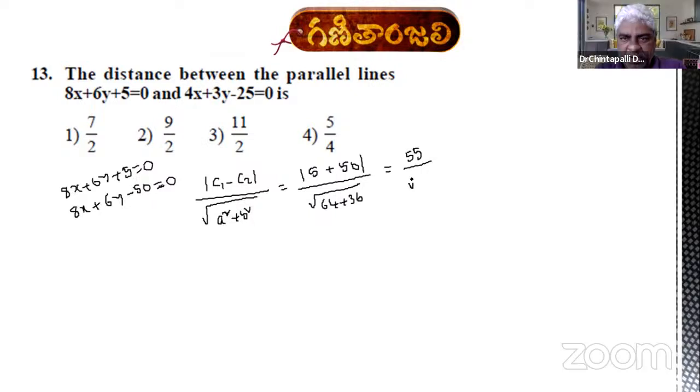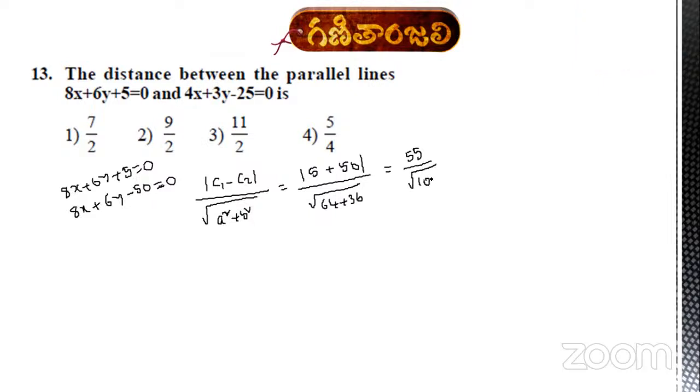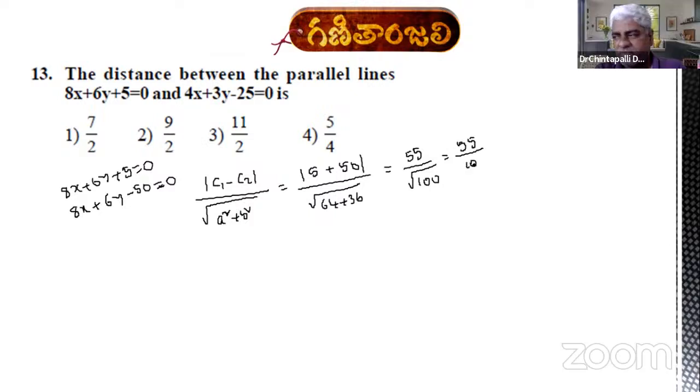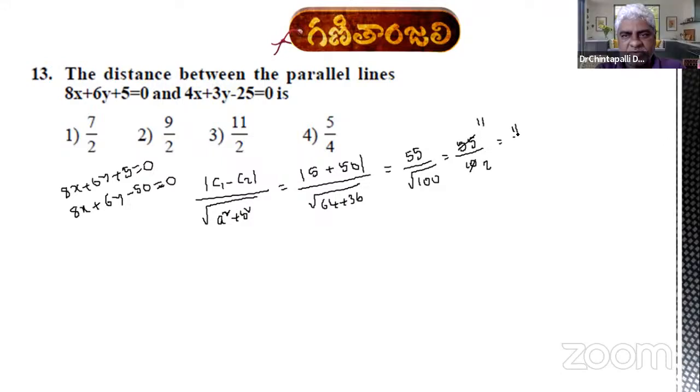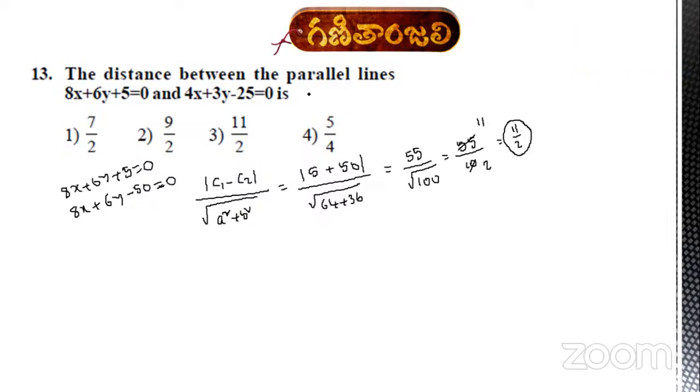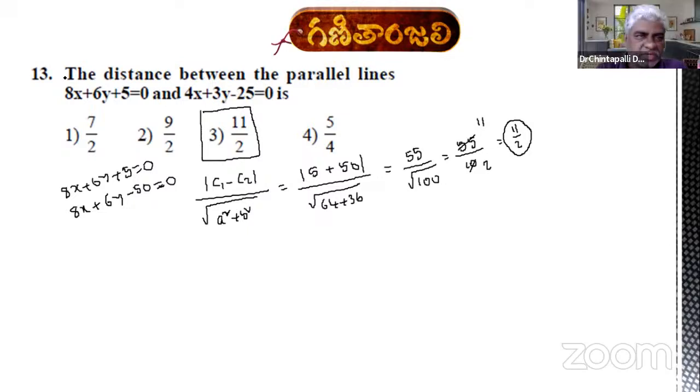What about the denominator? The square root of 36 plus 64 is 100, so the root is 10. So it's going to be 55 over 10. 5 table goes: 7 5s are 55, 2 5s are 10. So 11 over 2 is the answer. Which option? Option 3. That's good. It is the distance between two parallel lines.